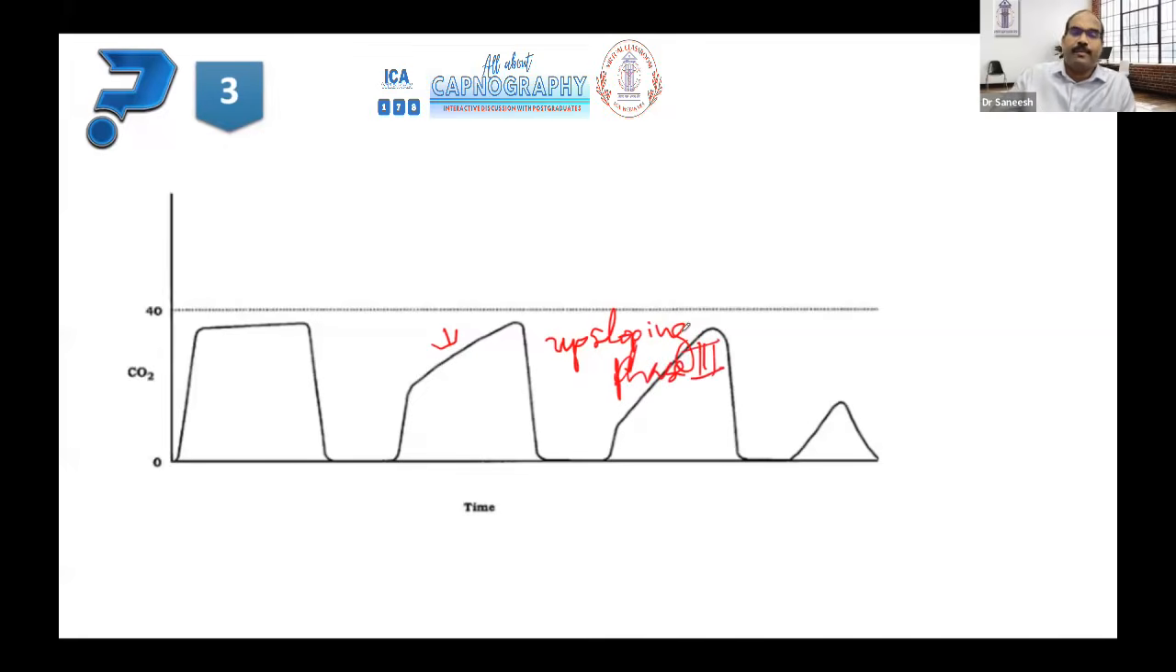Why should it have an upslope? Why are we not getting a horizontal alveolar plateau? This is due to the heterogeneity of ventilation perfusion. Yes, exactly. Even in normal conditions, the V/Q ratio is not 1. It varies across different zones, so the average V/Q ratio is 0.8. The expelling of carbon dioxide from different lung units or alveolar units happens at different paces. That's why even normally we get a slightly upsloping phase 3, which we consider normal.